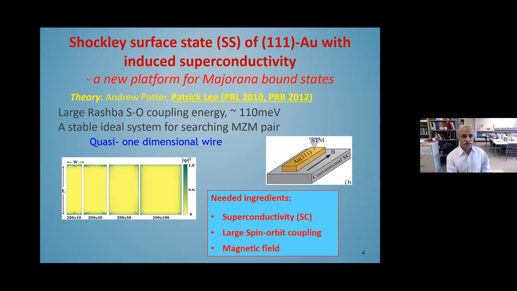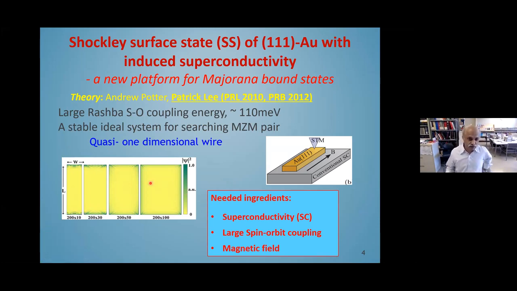So the theory said that the Shockley surface state of 111 gold, if you can induce superconductivity, can be a nice platform for creating a Majorana pair. So essentially what you have is couple that to a conventional superconductor, this bulk gold, and the surface state, you can say superconducting. Then you narrow down the wire, as you can see here.